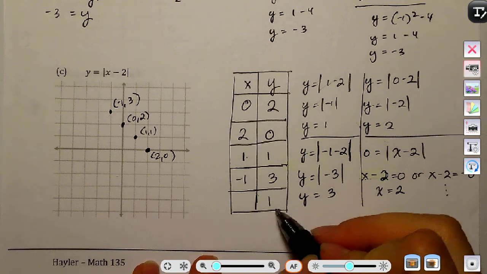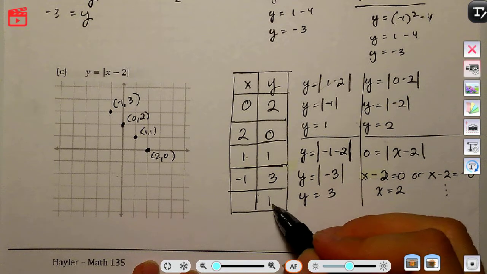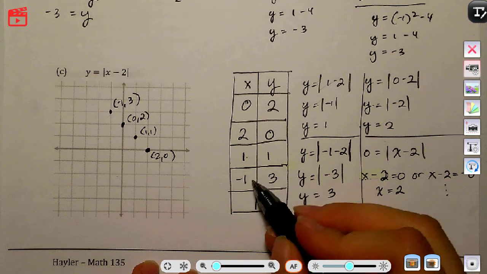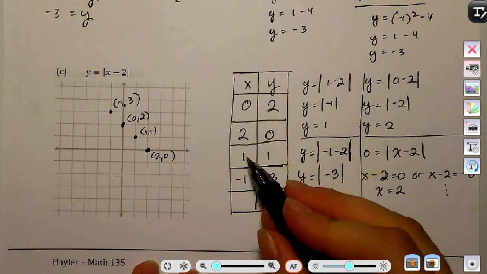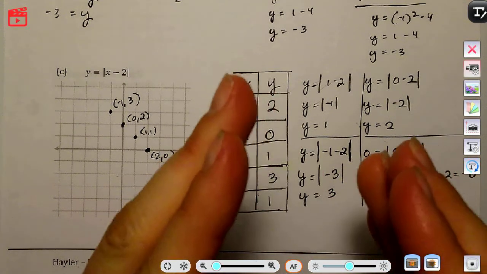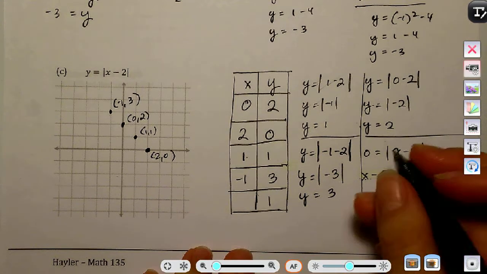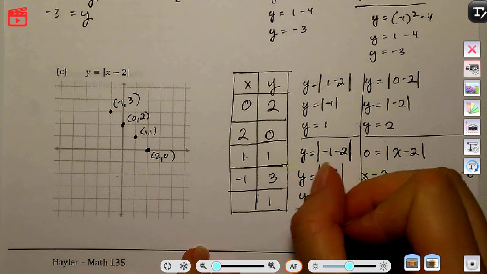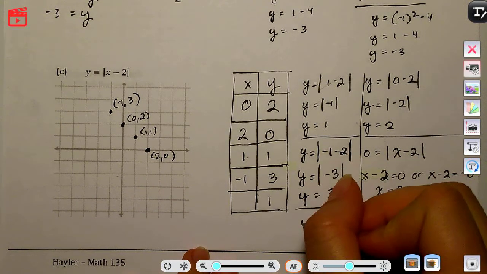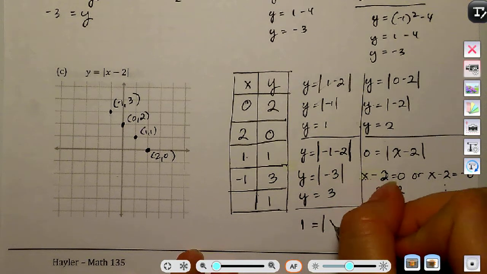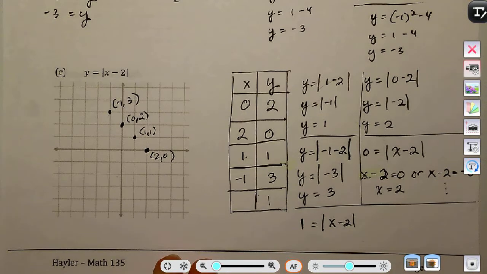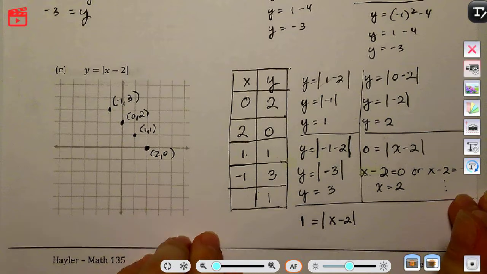And then the y value of 1. So notice I pick positive and negatives for both of them, and 1 for x and 1 for y, to make sure that both my x and my y, I can test the same numbers for both of them. Alright, so testing out y equal to 1. So I have 1 equals the absolute value of x minus 2. Okay, when I split this one, it's going to be different.